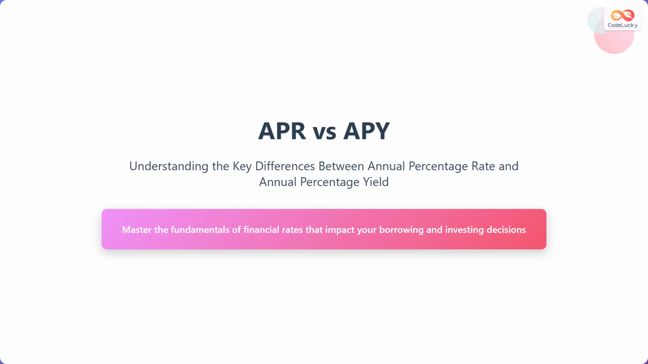Today, we're diving into two critical financial terms that can make or break your financial decisions. APR and APY, annual percentage rate and annual percentage yield, might sound similar, but they serve completely different purposes in your financial life. Understanding these differences is crucial whether you're borrowing money or investing your savings. These rates directly impact how much you pay on loans and how much you earn on investments. Let's break down these concepts step by step.